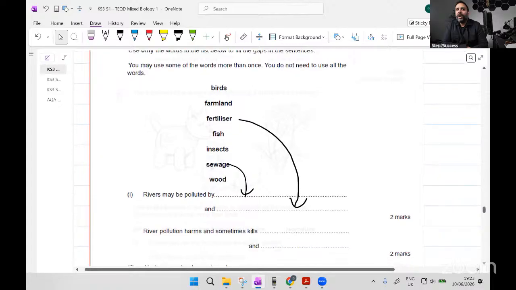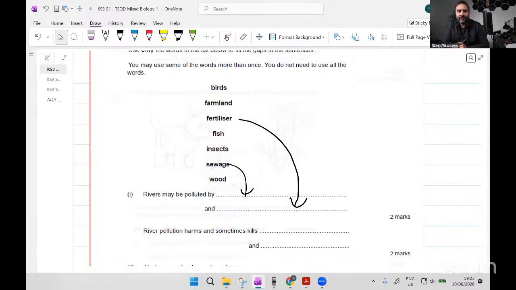Booklet three, I've got some questions from booklet three, but you have to specify the booklets and the question numbers. I'm not going to do the whole thing.